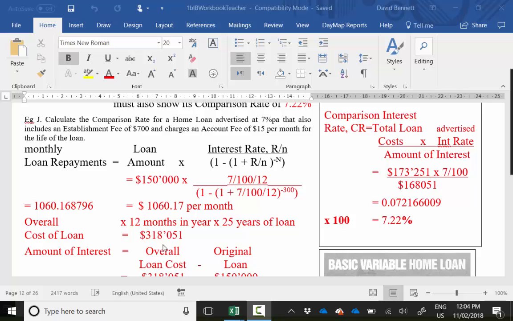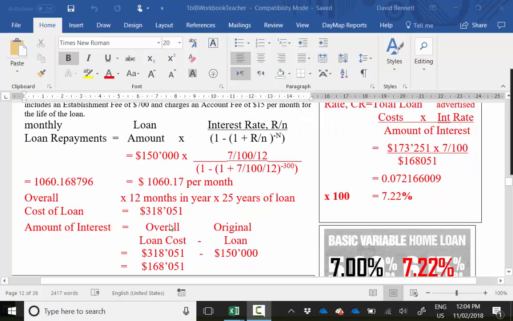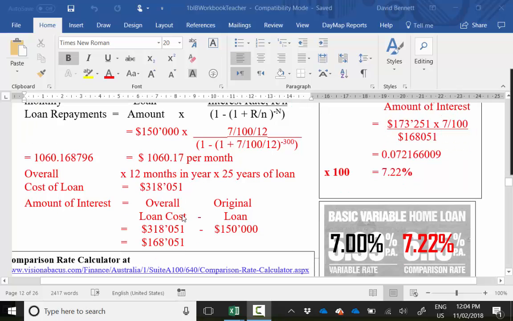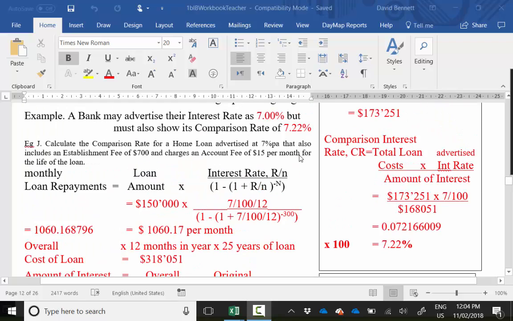So over the total cost of the loan, we're actually paying $318,051. The original loan is $150,000, so therefore we're paying back a total of $168,051 worth of interest. That's our interest that we're paying.